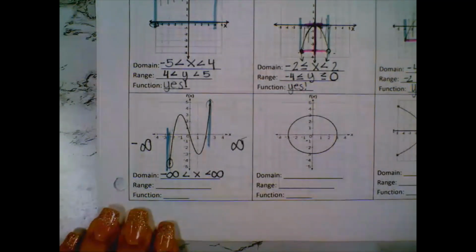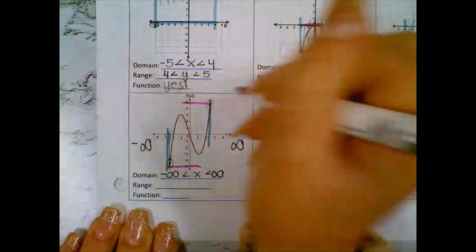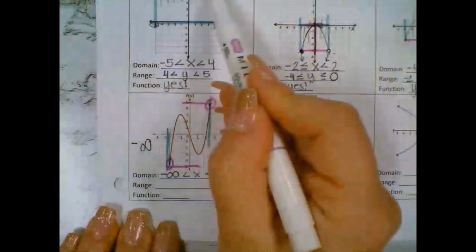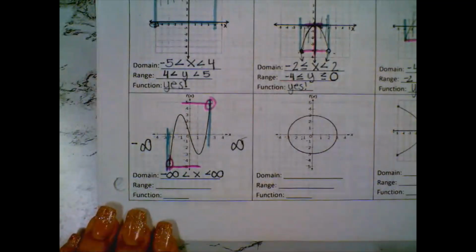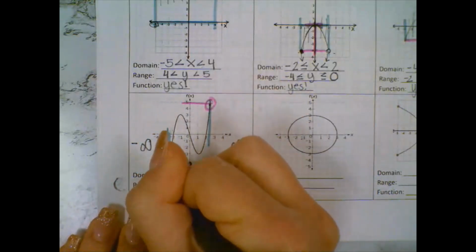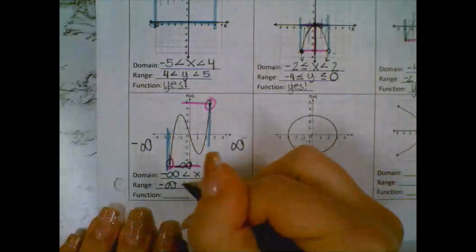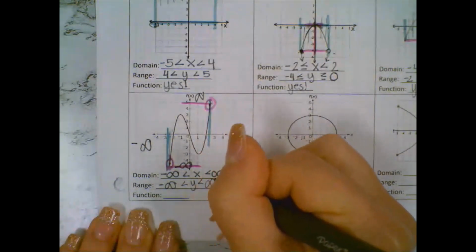The range is going to have the same concept. Even though it looks like it ends at -5, ends at +5, what do we have at the ends? It's not open and closed dots like we had before to evaluate. They're arrows. And those arrows mean we go on forever. So the lowest forever is -infinity. The highest forever is +infinity.